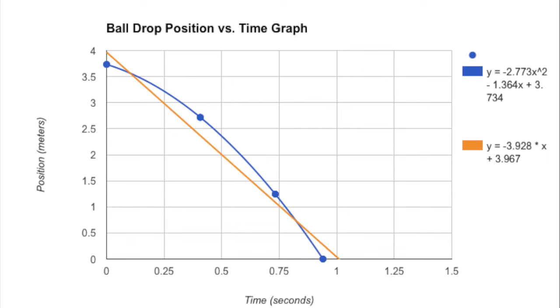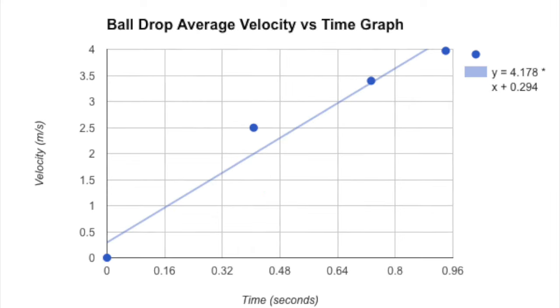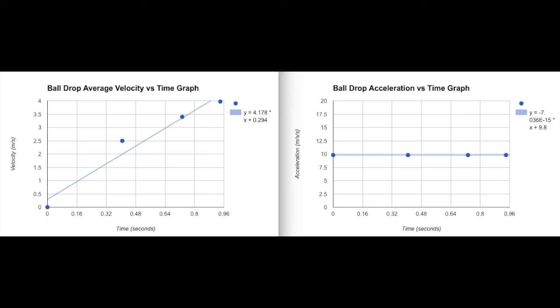In the position versus time graph shown, the blue line represents the data collected and the decreasing nonlinear trend. The orange line also shows a decreasing linear trend, but instead it represents the average velocity of the trip. In the velocity versus time graph, the blue line shows an upward linear trend representing the average change in velocity for the trip. Because the velocity was increasing at a constant rate, there was no change in acceleration.